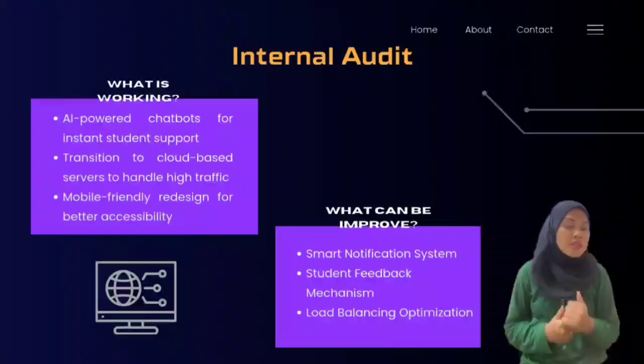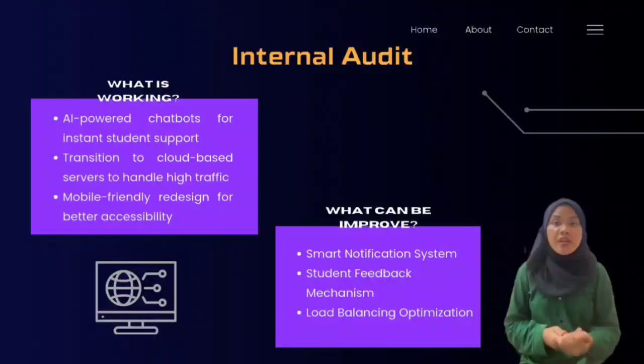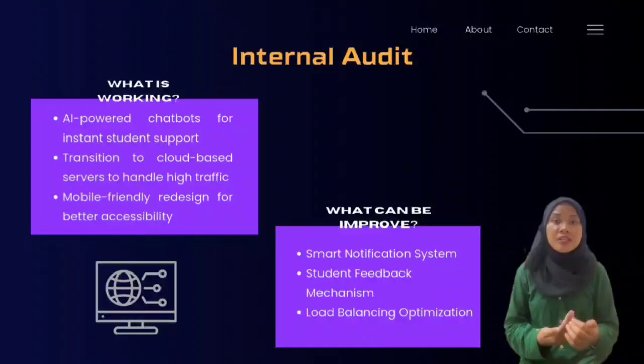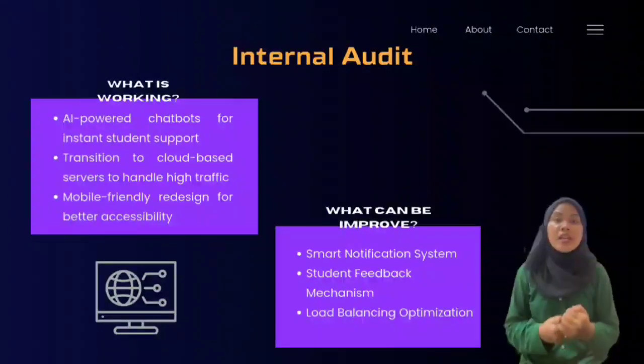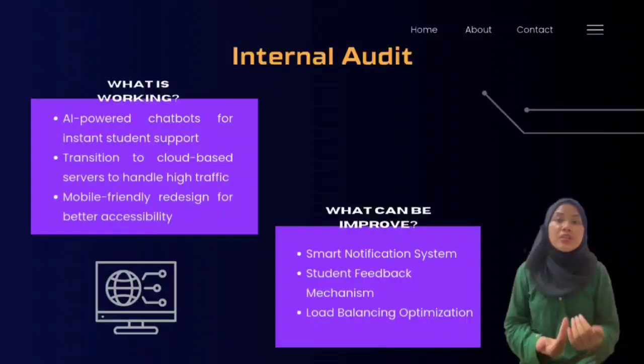The first thing is there is a need for a smart notification system. Right now, students might miss important updates about registration dates, errors, or course availability. So, a smart alert system using emails, SMS, or push notifications can help remind students about actions they need to take, reducing confusion and missed deadlines.